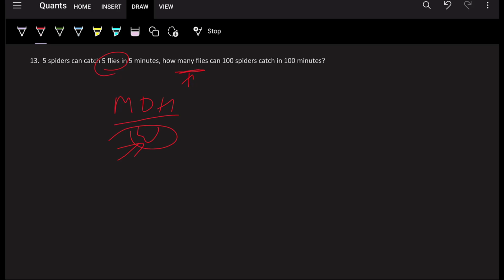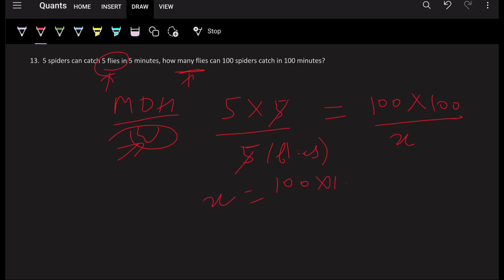So from what we understand by reading this question, if 5 spiders in 5 minutes are catching 5 flies, what are they doing? They are catching the flies. So the number of flies I will take as work. Now 5 spiders in 5 minutes, and 5 is the work done, is equal to what? Now 100 spiders are there, and time is 100 minutes. How many flies? I have taken it as x. So from here I got x is equal to 100 into 100 divided by 5, which is 2000.